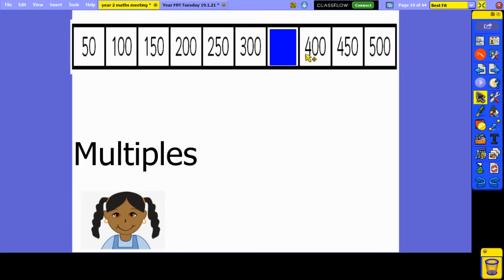Let's have a look at this pattern. This is also counting multiples of 50. Can you pause the video and work out what is the missing number? Let's have a look. 50, 100, 150, 200, 250, 300, 350, 400, 450, 500. Well done. Counting in multiples of 50 is tricky.